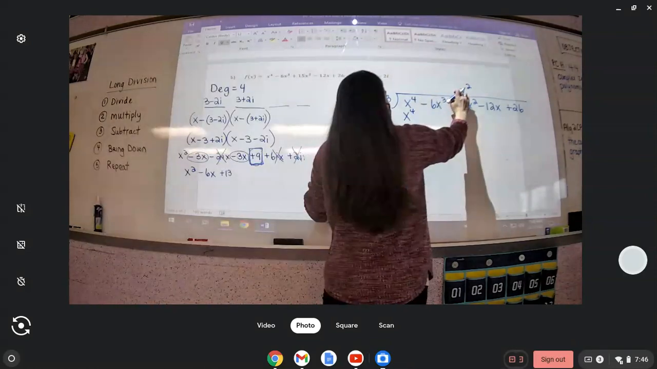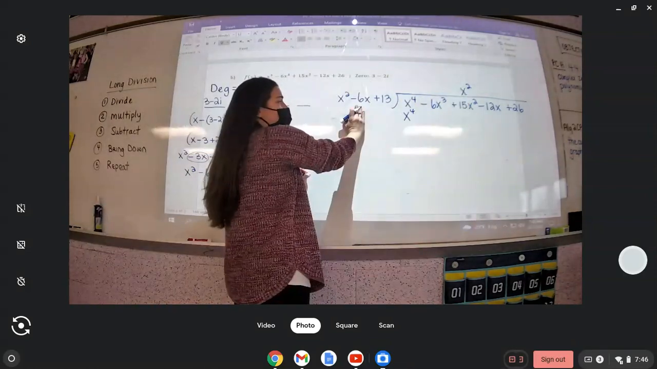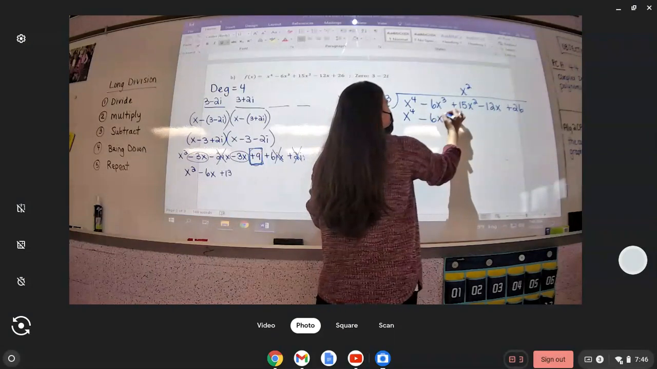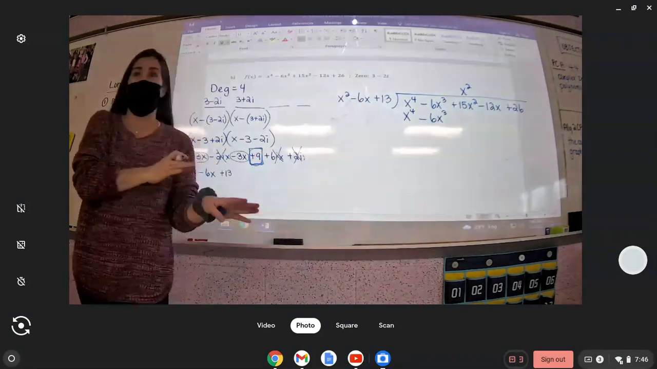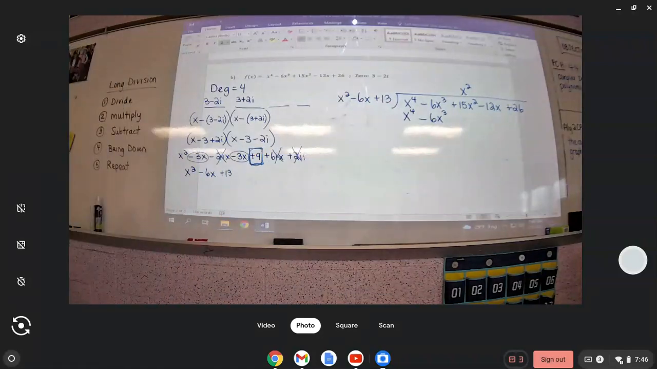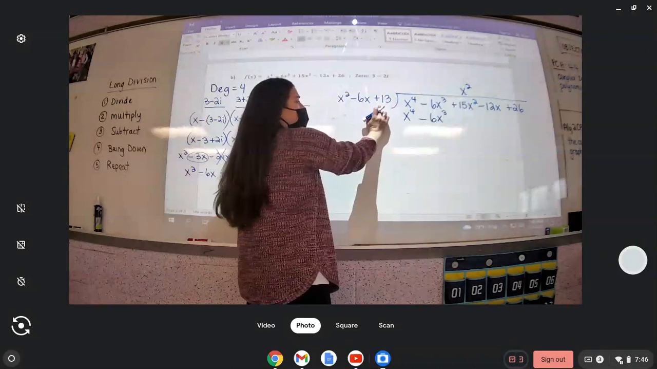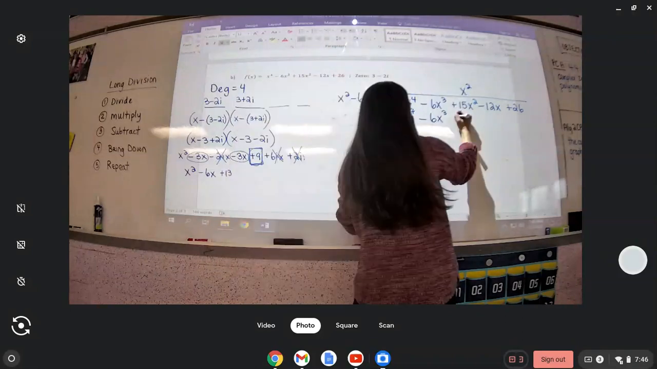All right. X squared times negative 6 is negative 6x to the third. Beautiful. Now again, that matched by coincidence. They didn't have to match. Only the fronts do. All right. X squared times 13, 13x squared. Beautiful.